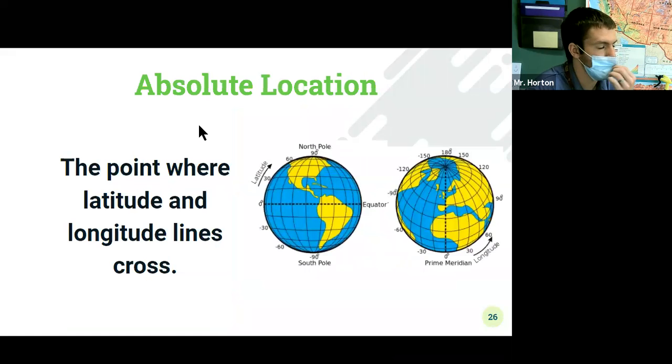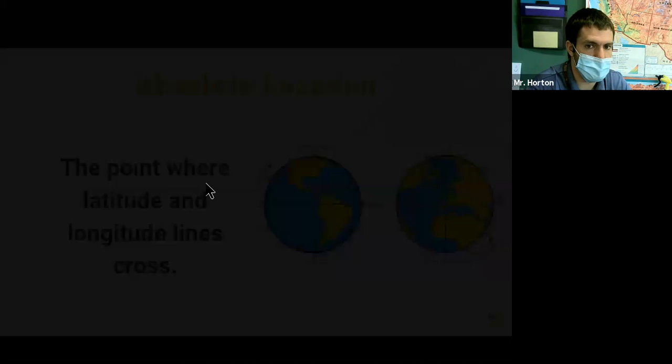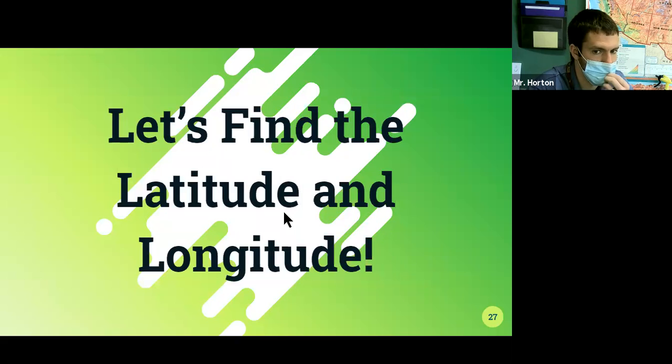So when we're finding absolute location, that's what we've been doing. We've been finding the absolute location using coordinates. The absolute location is the point where latitude and longitude lines cross. Okay, so it's where they come together. That is your absolute, your exact location. So let's find some latitude and longitude.